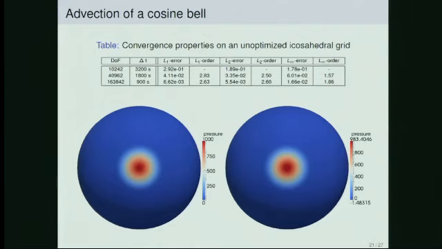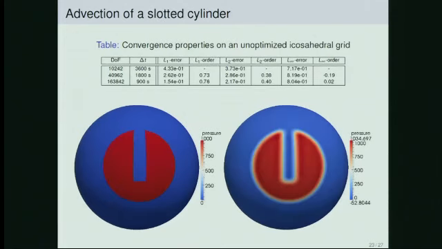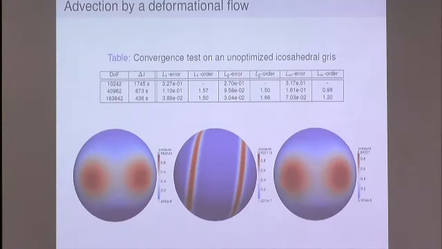Here you see the convergence order. This is the cosine bell test for the icosahedral grid. The same, you see not that much for the cubed sphere. Then we have done this slotted cylinder test, and then this one with these two Gaussians.